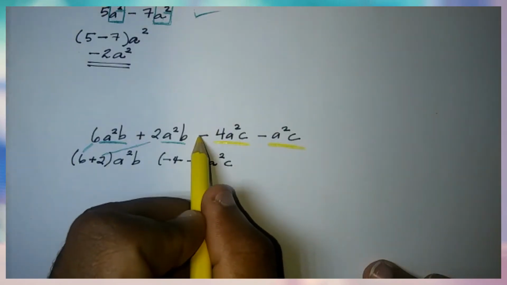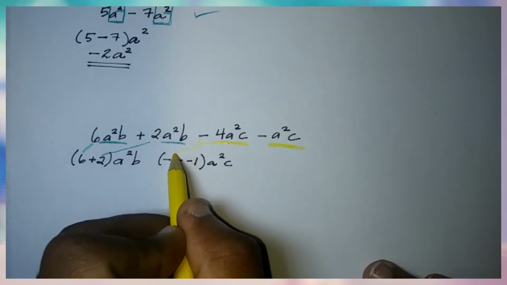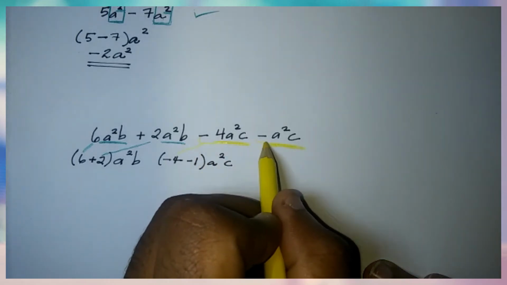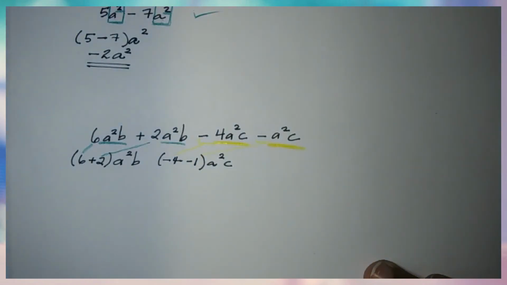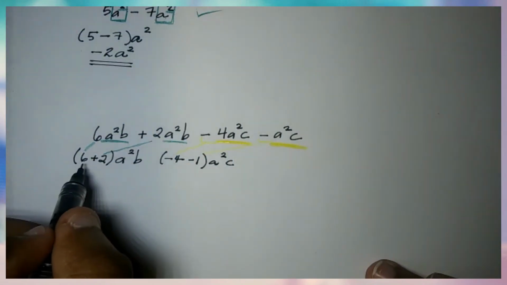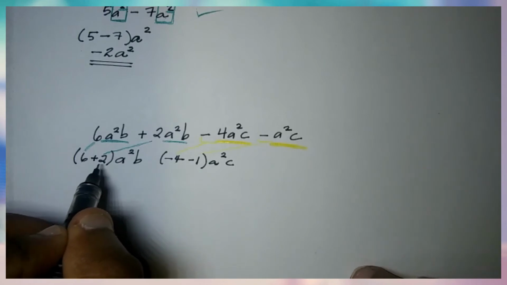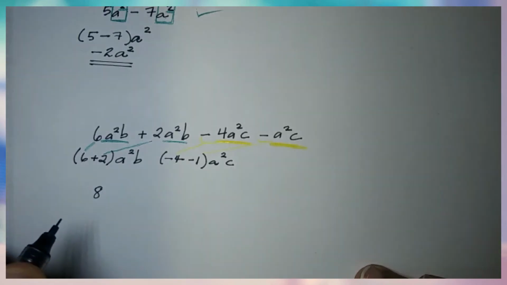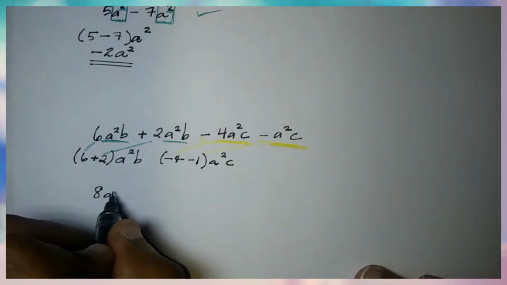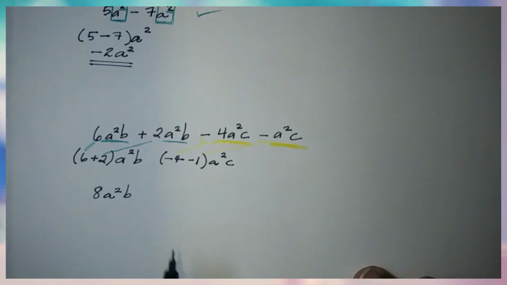Notice that this minus 4 comes from here, and this minus 1 comes from here. So I have 6, and I'm adding 2 to it, means I'm going to get 8. 8 what? 8a squared b. Now this is the trick. This is where everybody gets caught.